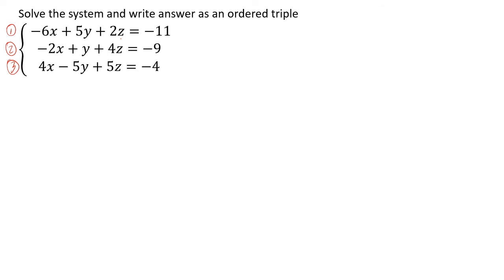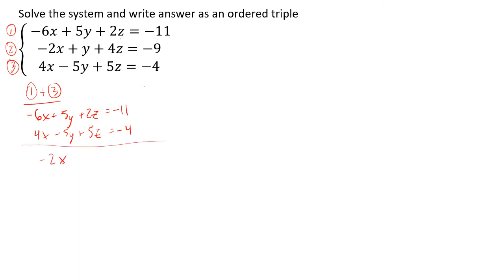So what I'm looking at here is equation 1 and 3. So I'm going to add equation 1 plus equation 3, and what that's going to do is get rid of the y's. So if I take negative 6x plus 5y plus 2z equals negative 11, and then I add 4x minus 5y plus 5z equals negative 4. If I add these, I'm just going to get negative 2x, no y's, that's the whole point, plus 7z equals negative 15. So we'll call this equation 4.